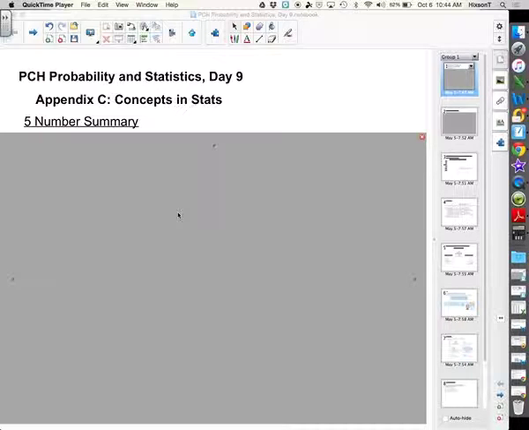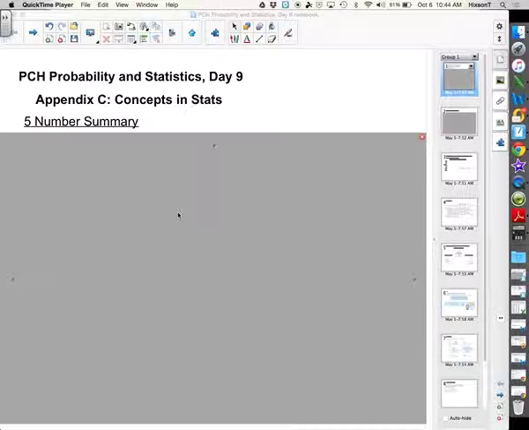Alexi? I'm not sure. I think it's the mean of the first quartile, mean of the second quartile. No, the first quartile and the third quartile are just a value.